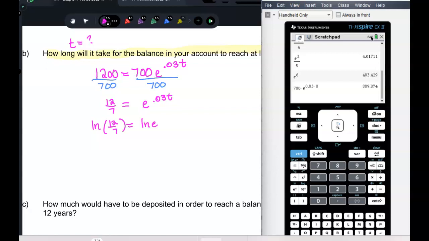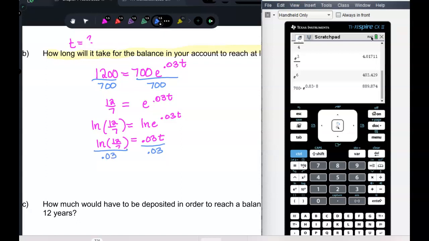Now the natural log of the left side, there's nothing I could do with that. But the right side, I'm going to end up with 0.03t. And then you should divide by 0.03. Perfect. So in each of these, there's one of the variables we're missing, and we just find that. Exactly.